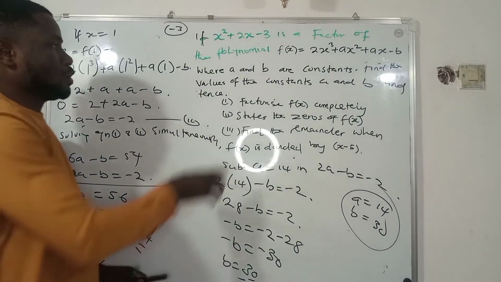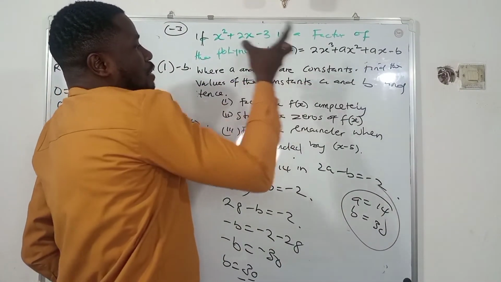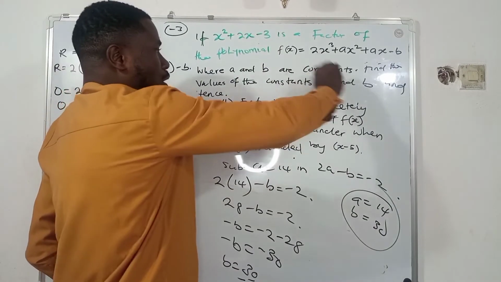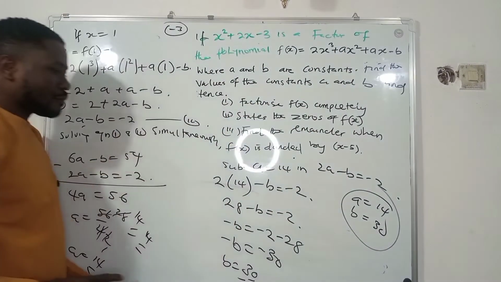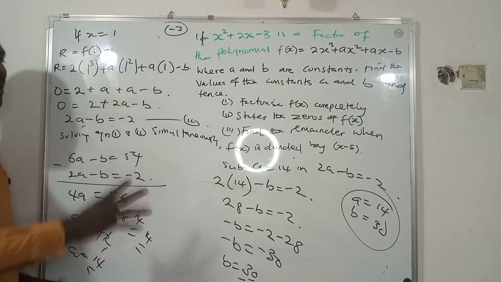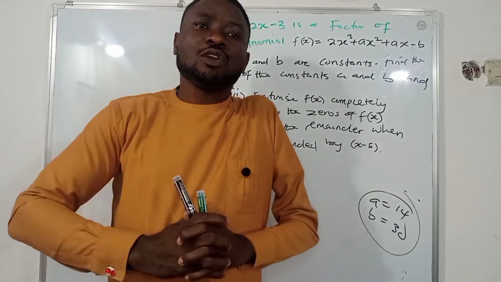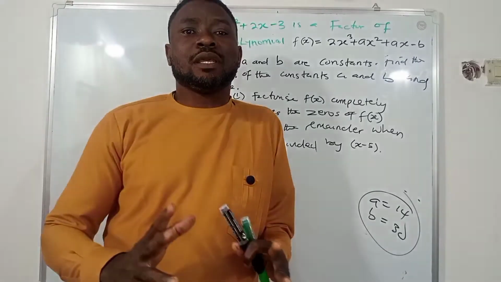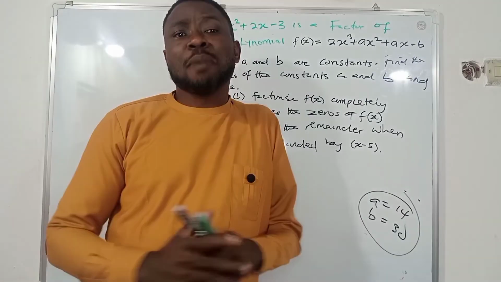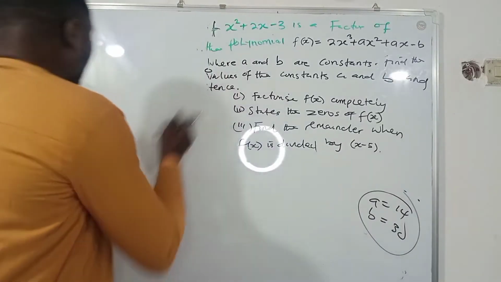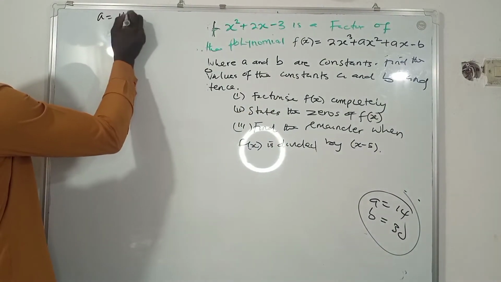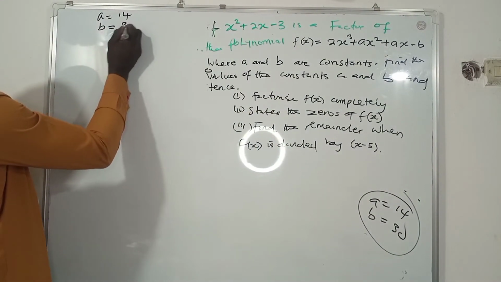We've answered the first question. This first question says find the value of the constants, which are what? A and B. A is 14, B is 30. So at this point we've gotten the value of the constants A and B, and this was the first demand of this question. Now A is 14, B is 30.